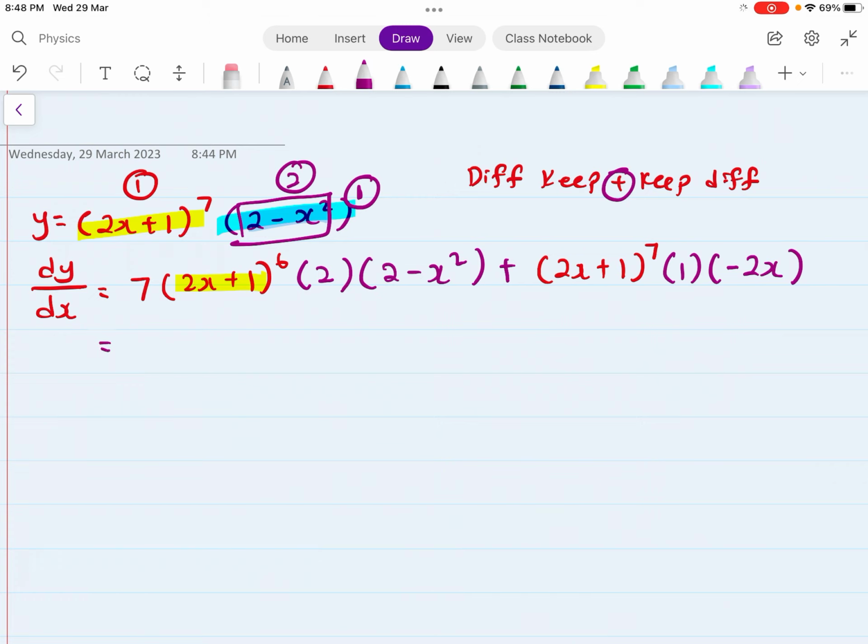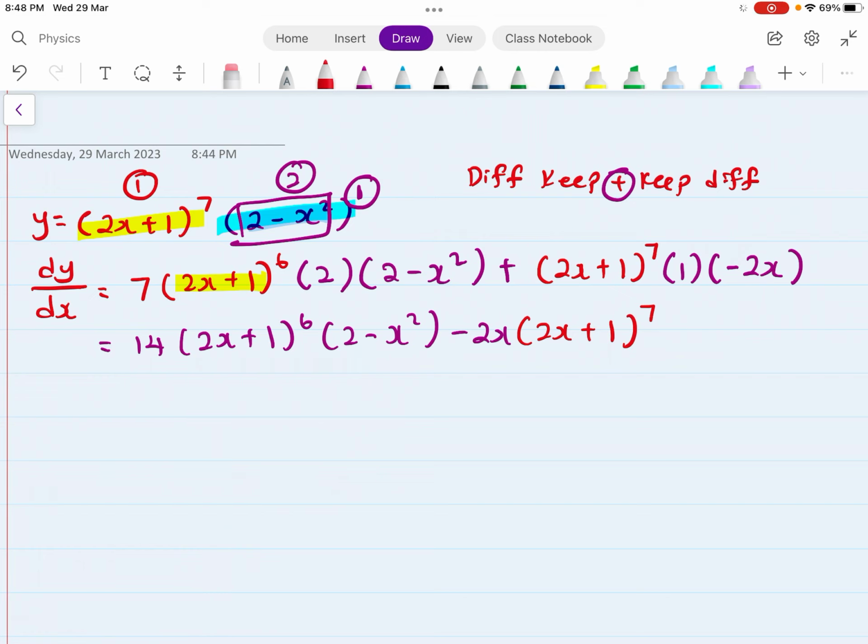Simplify meaning that, for the first thing, 7 times 2 is 14. So the red bracket is something like this, then a square bracket, plus. The next part will be the minus 2x I put in front. So you get minus 2x, red bracket (2x + 1), the whole thing to the power of 7.